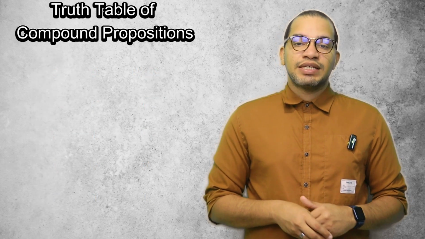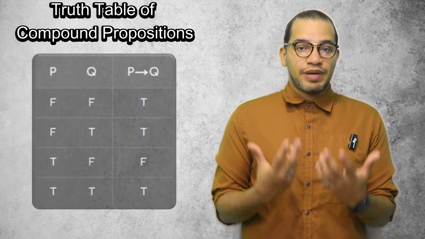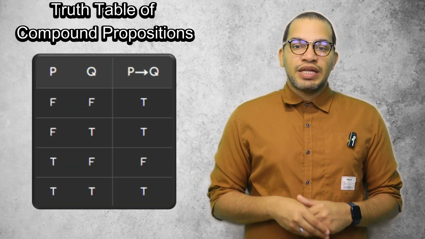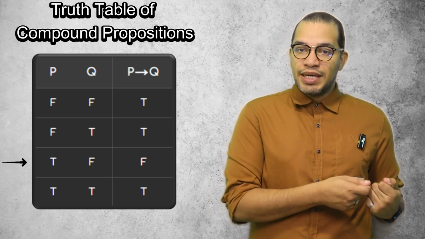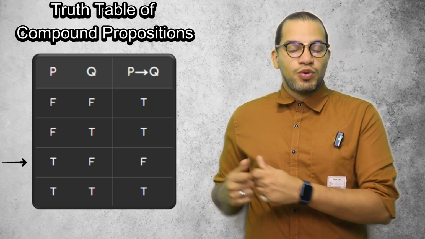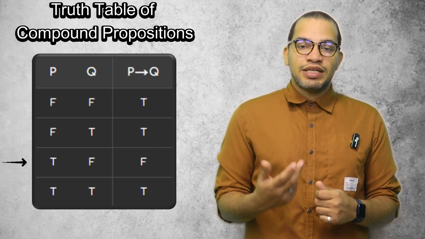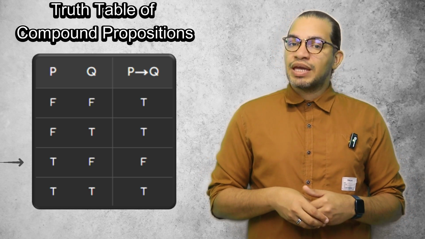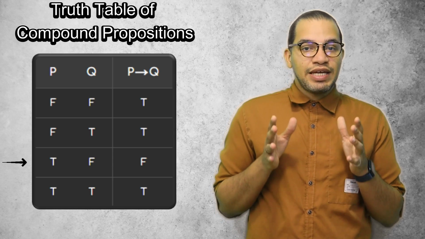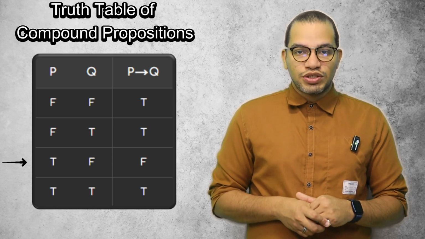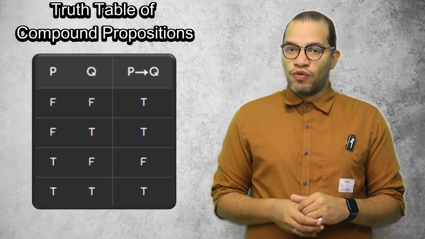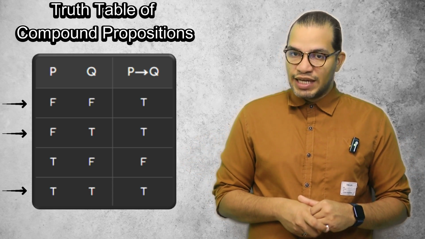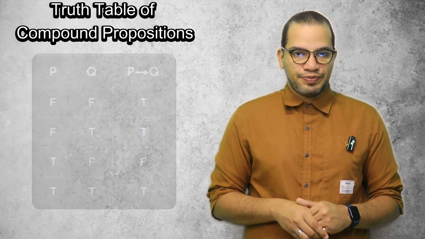If we analyze the truth table of implication, meaning if P then Q, then the row where P is true and Q is false leads to the proposition if P then Q being false. And this is the only time in which that proposition is false. In any other case, this proposition, implication, is true.